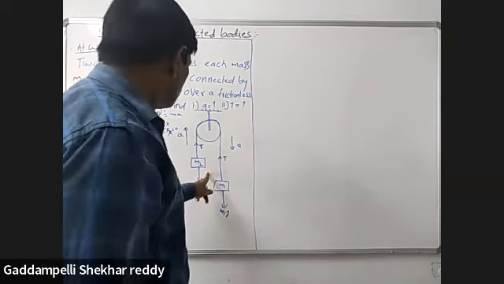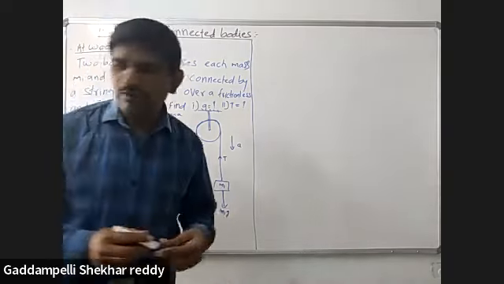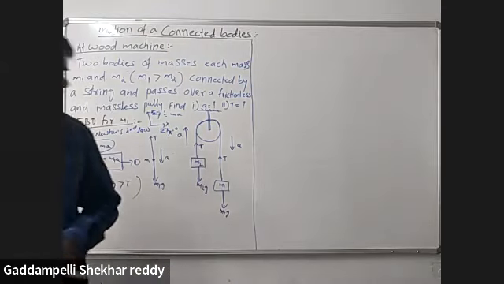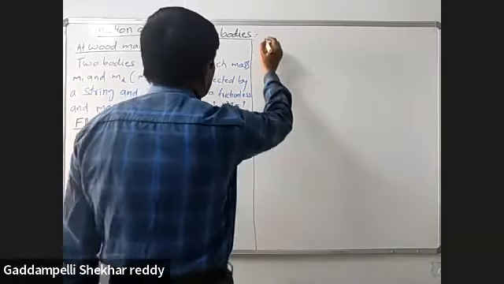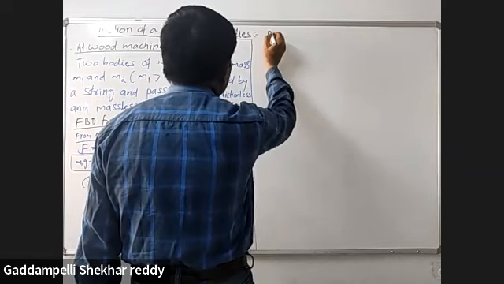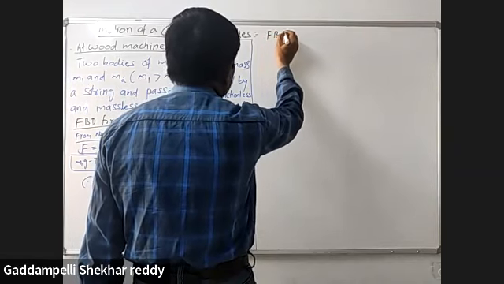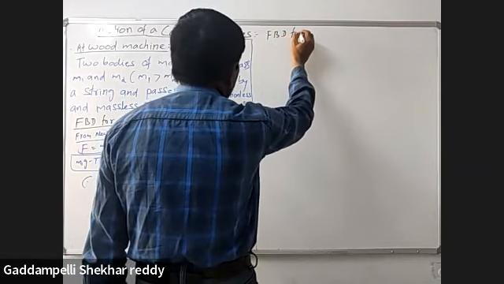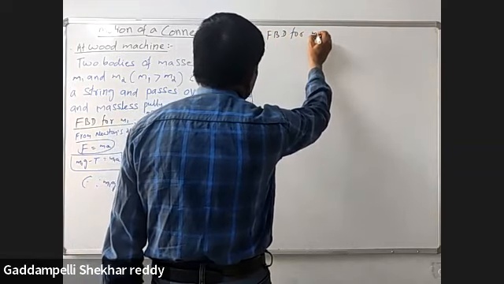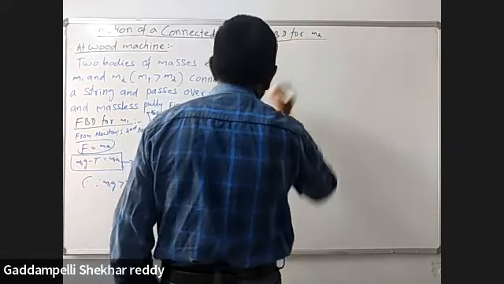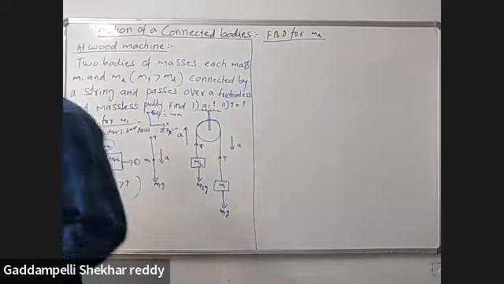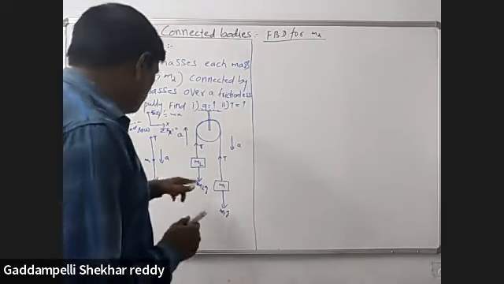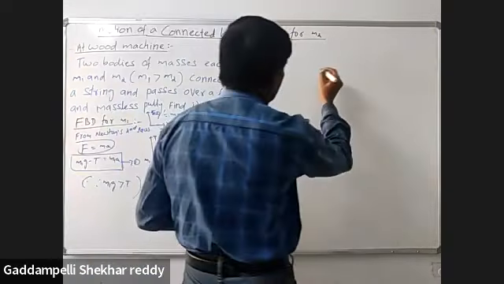Next, now separate m2 and draw the free body diagram, the FBD for m2. At the same time, m2 is also isolated from the system.